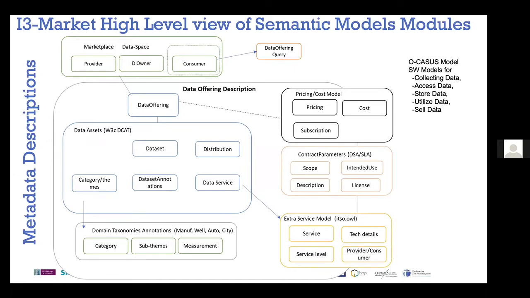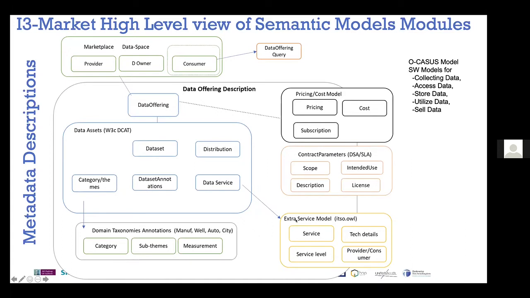A data offering is defined by a data offering description, which describes a set of resources offered via the I3 market backplane. A data offering description provides a semantic description of the datasets provided to the consumer, and also entails the context and meta information about the distribution. In the data offering, we also have different types of annotations like dataset distribution, category, dataset annotations, and data services.